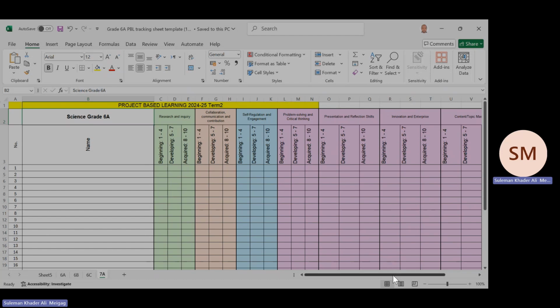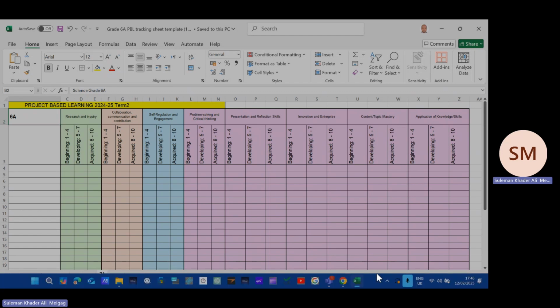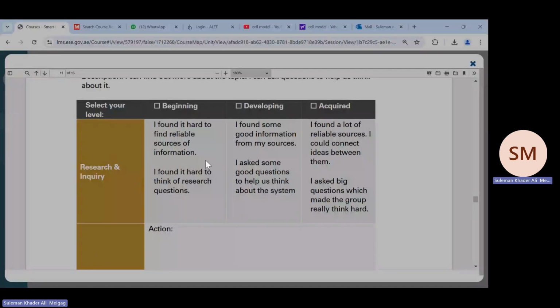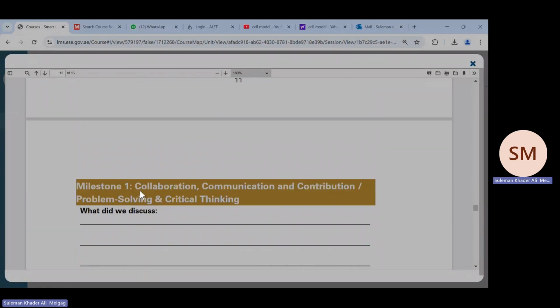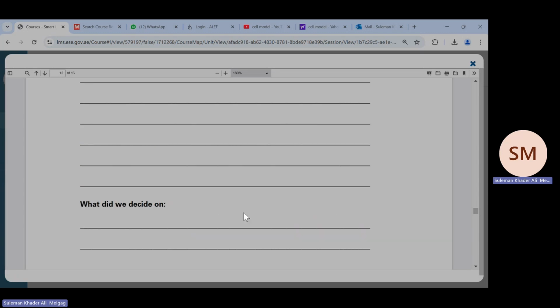Okay. Then the next one, how much did you learn about it? And finally, how did you apply your knowledge and skill? So these are each 10, 10, 10, 10, 10, 10, 10, 10. And each one of them has 3 levels. So let's go back to your book. So that was research. Then the next one, it is all in your book. You can talk about it and write down what was your research here.